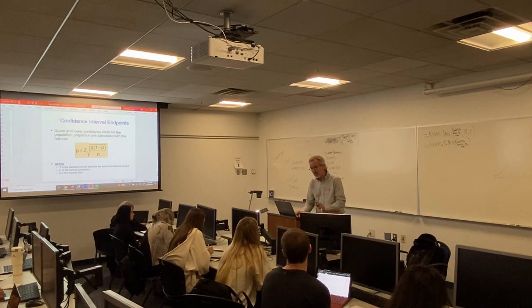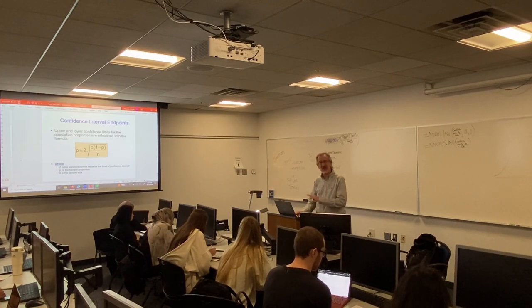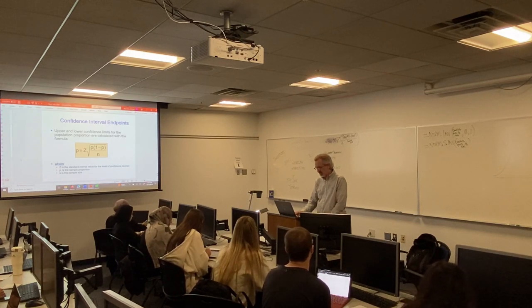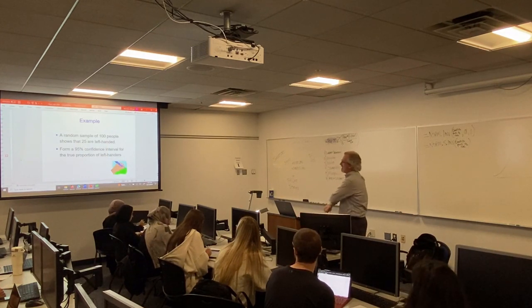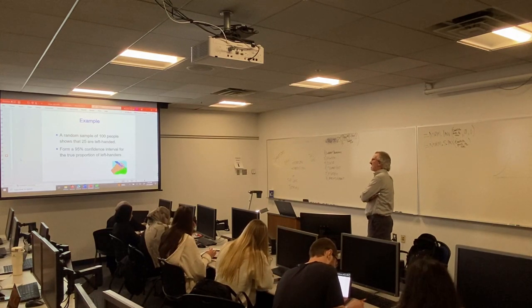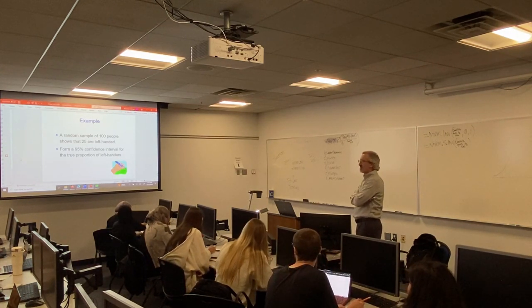All right, let's do an example. We're literally plugging it in. We're going to take it all, get the whole setup. We're not going to take it all the way solving it, but we're going to get the whole setup. Here it is. Random sample of 100 people shows that 25 are left-handed. Form a 95% confidence interval for the true proportion of left-handers.